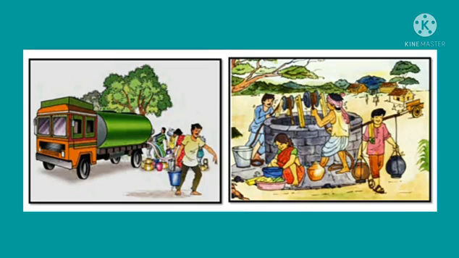Students, even today, in some places, water is drawn from wells or bore wells for use at home, but it needs to be ensured that the water is potable. Potable means safe for drinking. If it is not, then it should be boiled for the purpose of drinking, so that it will not endanger our health. In some places, water is supplied by transporting it by means of tankers.